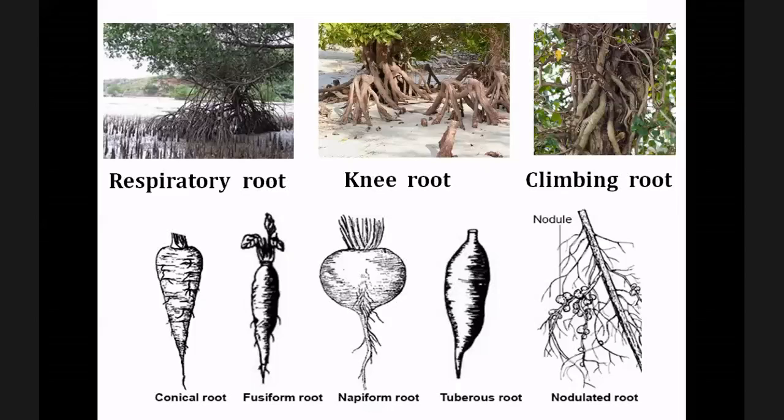The examples are sweet potato, mangrove, and carrot. Those are the examples of these respiratory roots.